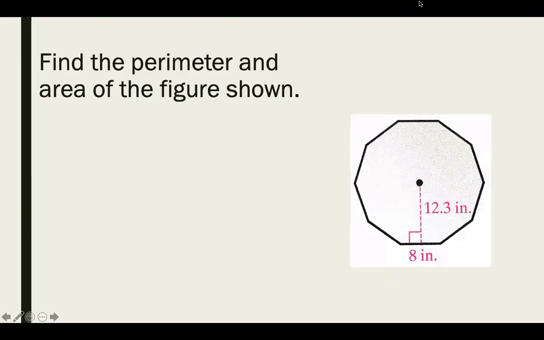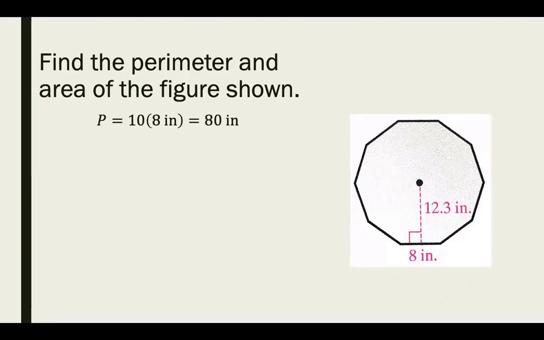So let's look at an example. Find the perimeter and area of the figure shown. First thing you should ask yourself is, what type of shape do I have? Hopefully you can see that this is a decagon. There are 10 sides here. So the perimeter, if each side is 8 and there are 10 sides, is simple enough: 10 times 8 is 80.